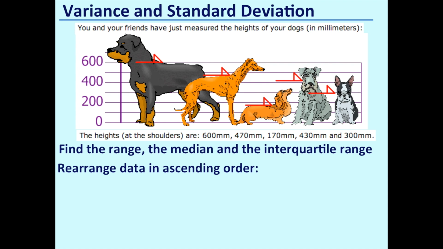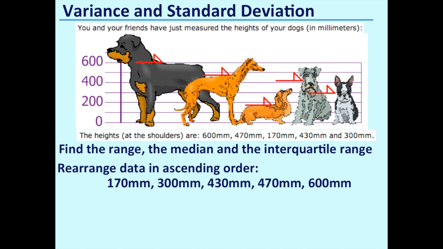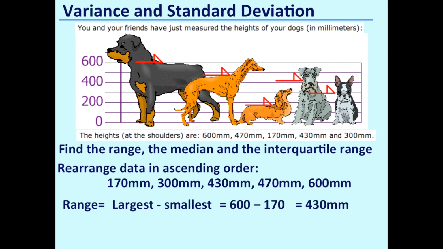The first thing you should have done is rearrange the data in ascending order. So if we have a look, this is the data rearranged for ascending order. The range then, very straightforward, should just be the largest value minus the smallest value, which gives you an answer of 430 millimeters. The median, to find the median, we want to find the n plus 1 over 2 result.